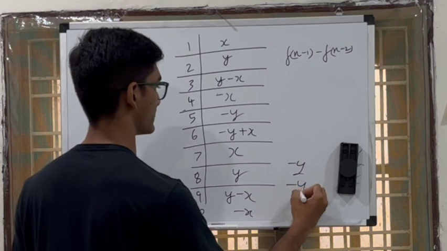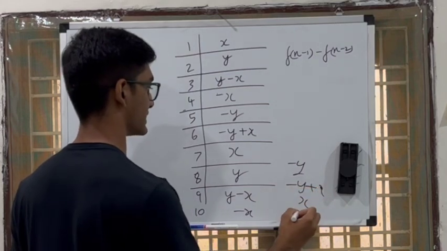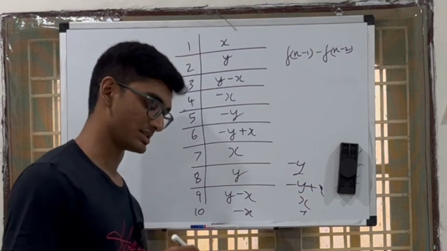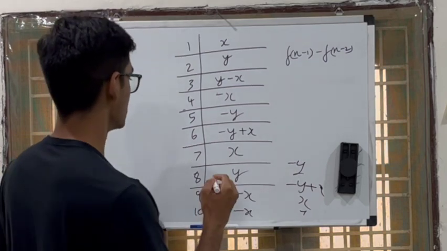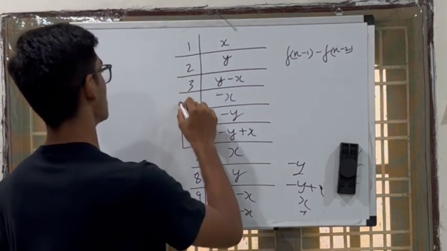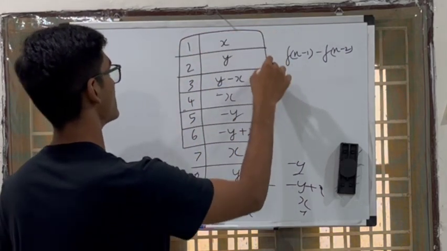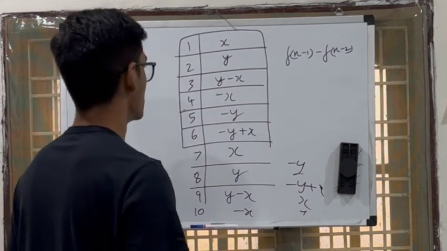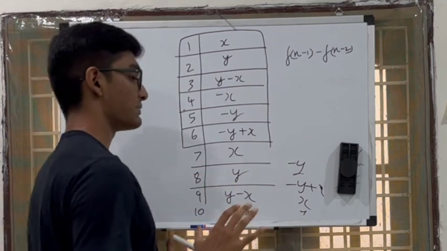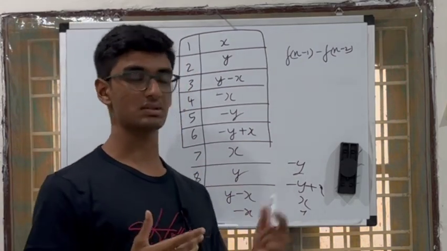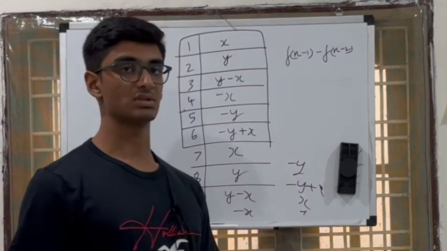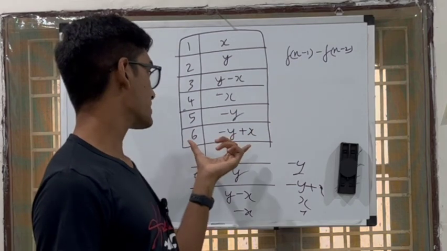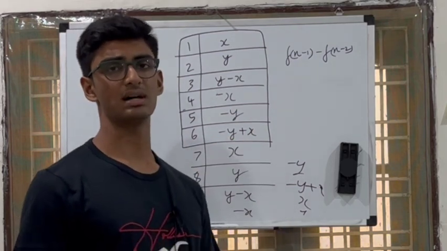And 12 will be minus y plus x. 13 will be x again. And 14 will be, you get my point basically, right? This is our sequence. This sequence from 1 to 6 will keep repeating no matter what the number might be. If you take a number, you modulo it by 6, you get the answer.